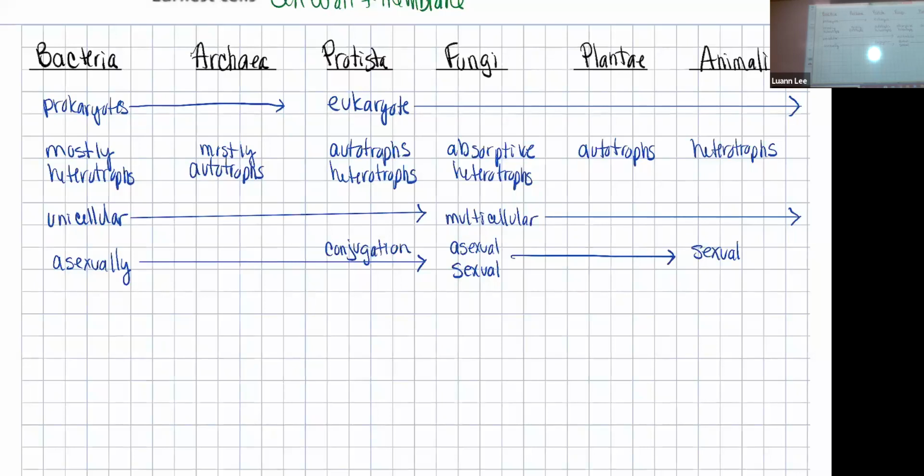So let's take a look at whether they have a cell wall or not. This is important. Okay. Bacteria have a cell wall. Archaea have a specialized reinforced cell wall. Okay. Protists do not have a cell wall. Fungi have a cell wall that has chitin in it.